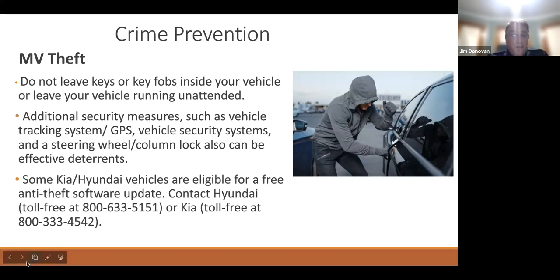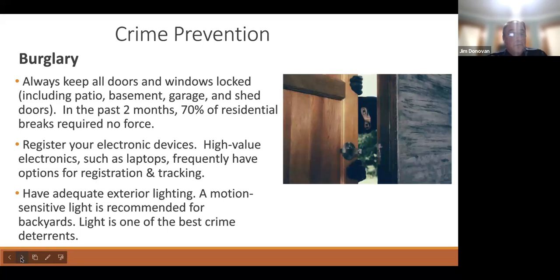There is a software update, as you can see on this slide. You can contact Kia. There's a toll-free number there, as well as a toll-free number for Hyundai about getting the software update for those vehicles. And you can find those on the internet. Next slide, please. Crime prevention regarding burglaries, which is house breaks.